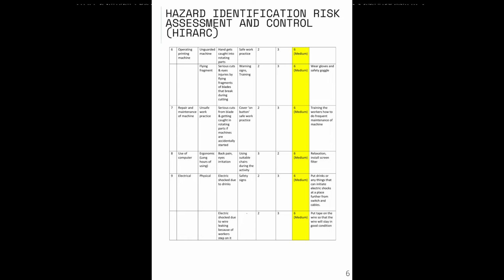And for the cause or effect, the first one is electric shock due to drinks, and the second one is electric shock due to the wire leaking because of workers stepping on it. For the electric shock due to drinks, the existing risk control is safety signs. And for the risk, it has been concluded as 6, which is medium.